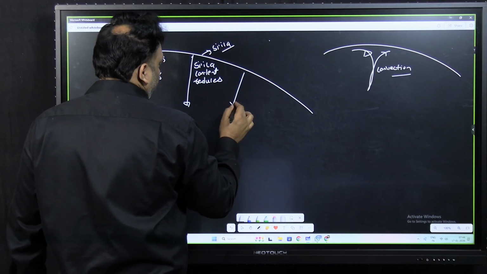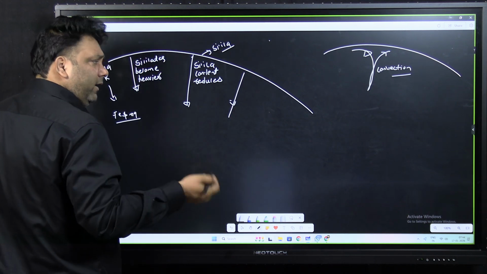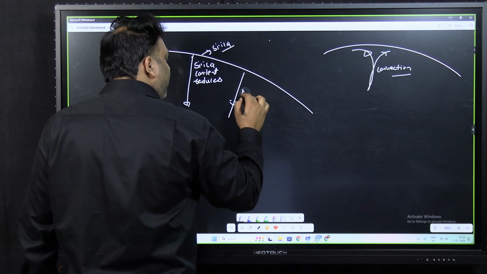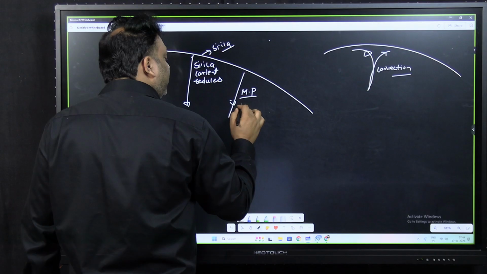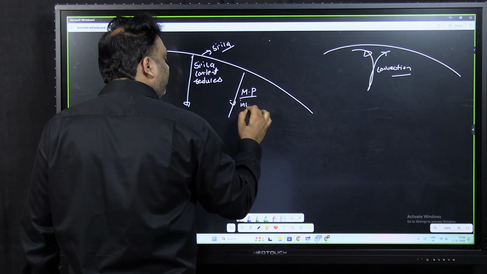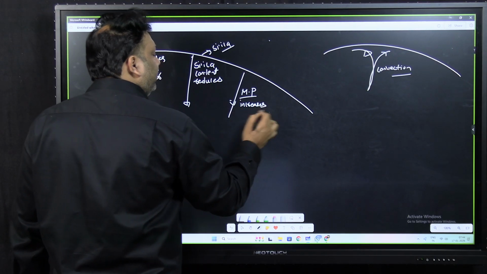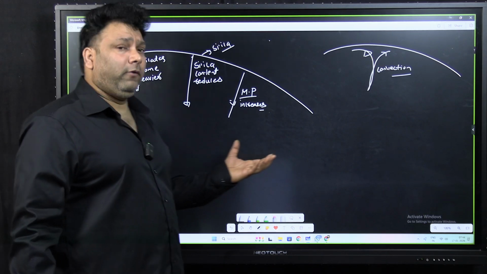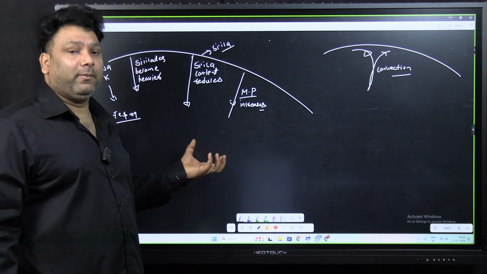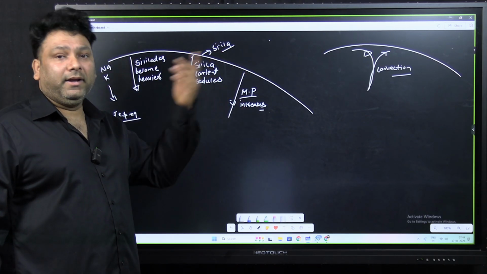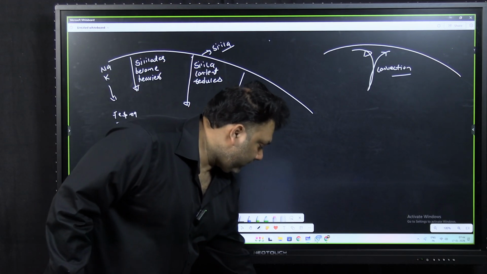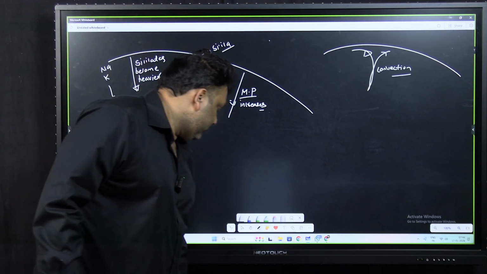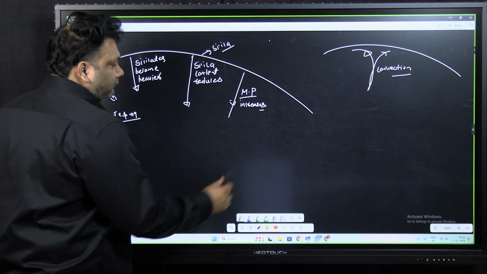And next one. Obviously, while you are moving into the interiors of the earth, the melting point also increases. Because lower melting point वाला silicate अंदर exist ही नहीं कर पाएगा, वो melt होके बाहर की तरफ आ जाएगा. Okay? So the melting point increases.